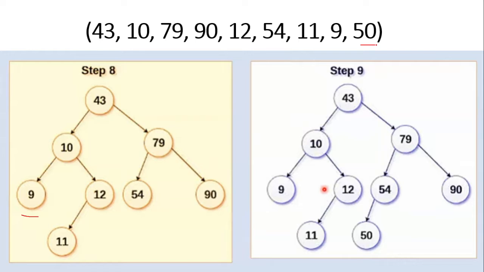Next, we have to add 50. So start from the root node. This is the root node. 50 is greater than 43. So we have to move to the right. 50 is less than 79. So we have to move to the left. 50 is less than 54. So we have to move to the left and add 50 as the left child of 54. So we have added 50 here. So that is about inserting a new node into a binary search tree.